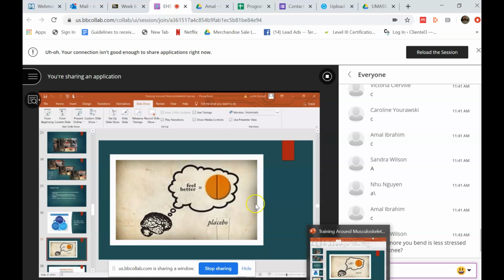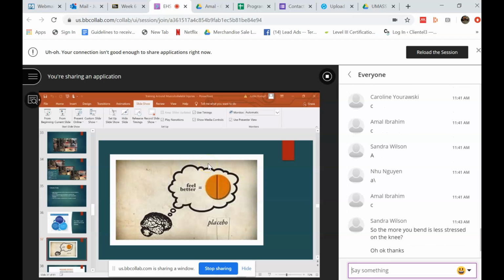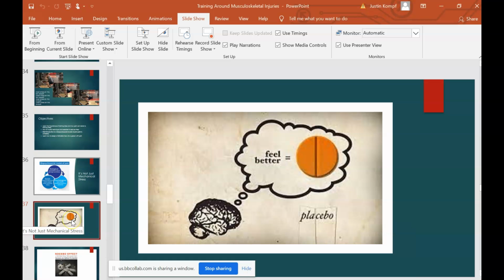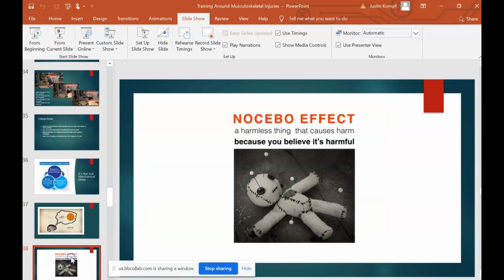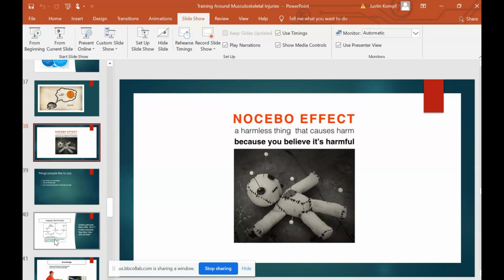Okay, so you've probably heard of this. It's called the placebo effect. The placebo effect just means an inert substance, so something that shouldn't do anything, that causes positive effects. Now, you've probably not heard of the nocebo effect. The nocebo effect is a harmless thing that causes harm because you believe it's harmful. So this is like the opposite of the placebo effect.